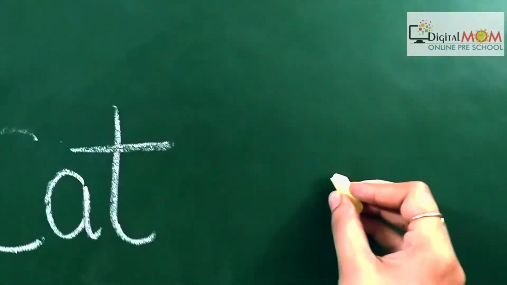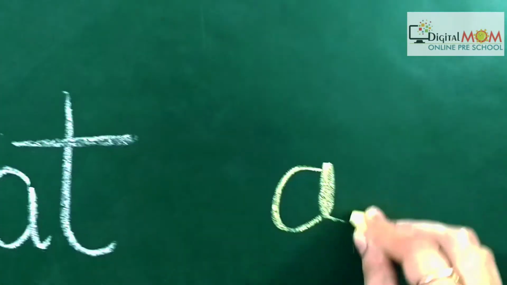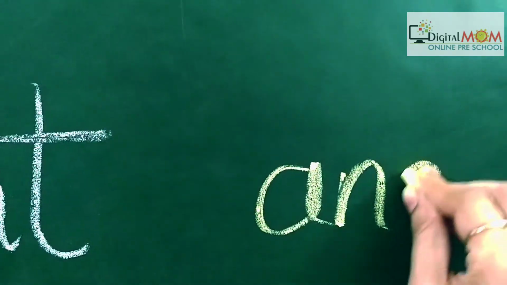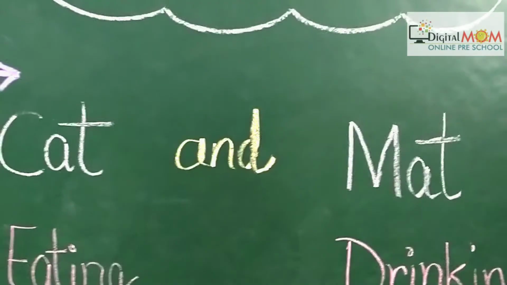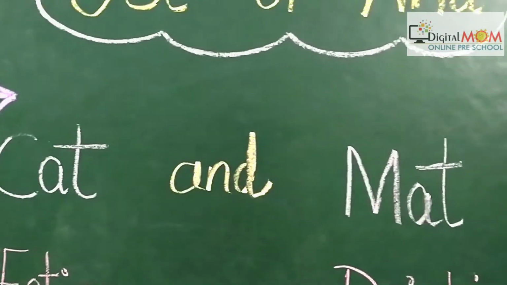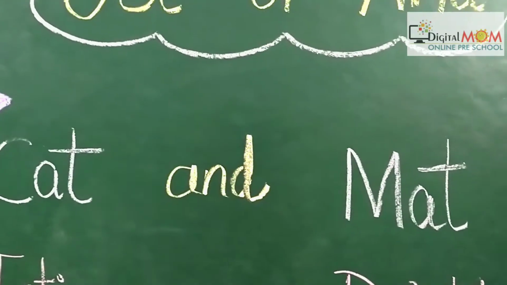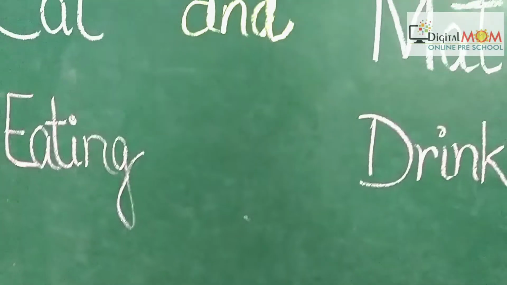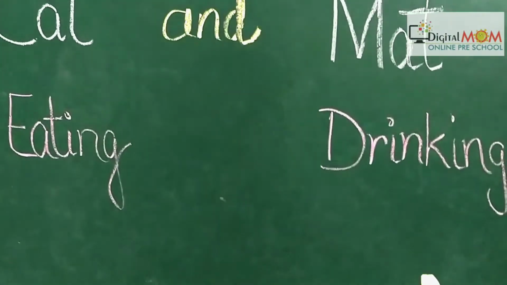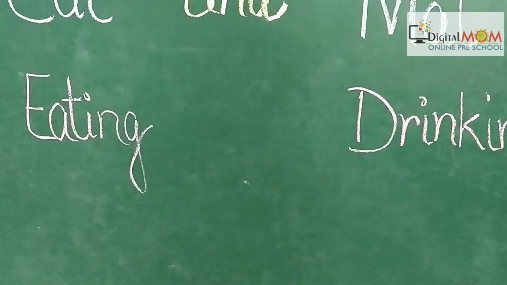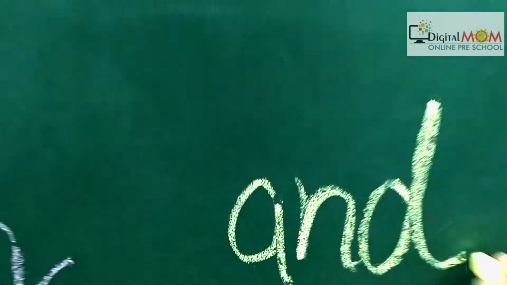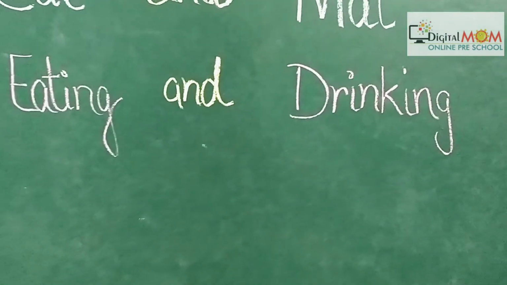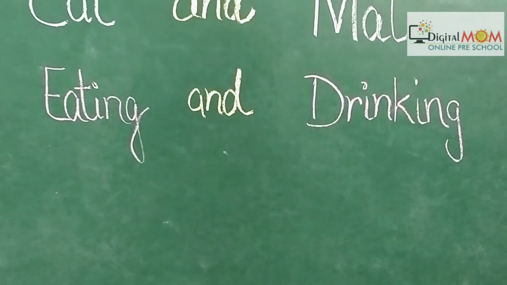So you will say cat and mat. Very good. Now this is one sentence, cat and mat. Now the second one, eating, drinking. How you will join? You will write "and" in between eating, drinking, and you will say eating and drinking.